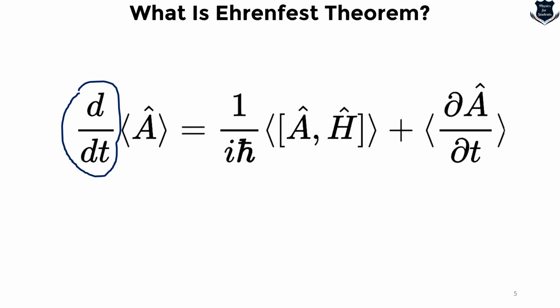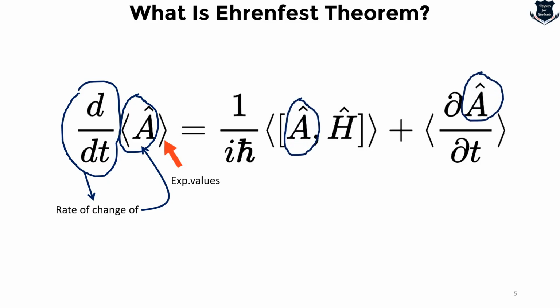Those who have done calculus know what d by dt is. It tells us the rate of change of something which we will define later. We can call it the expectation value of A, which tells how the expectation value changes over time. Don't worry, maybe these sound a little bit jargon to you, but eventually it will be very clear. And these angular brackets which you can see denote what are called expectation values.